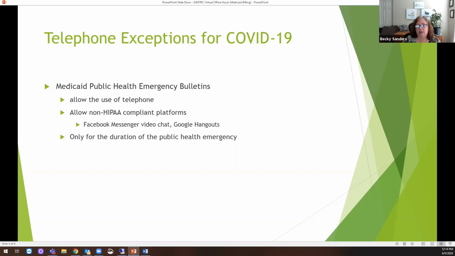But know that as long as your state has a public health emergency, that you're going to be able to use non-HIPAA compliant video conferencing platforms. So that could be like Facebook Messenger, video chat, or Google Hangouts. You just do not want to use something that's public facing like Facebook Live or TikTok or any other platform like that. Any questions about the telephone exceptions?